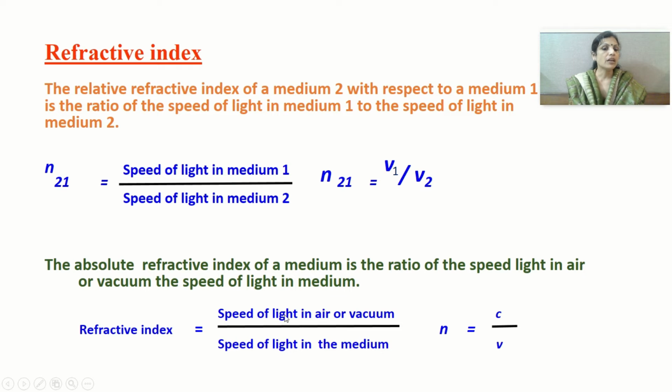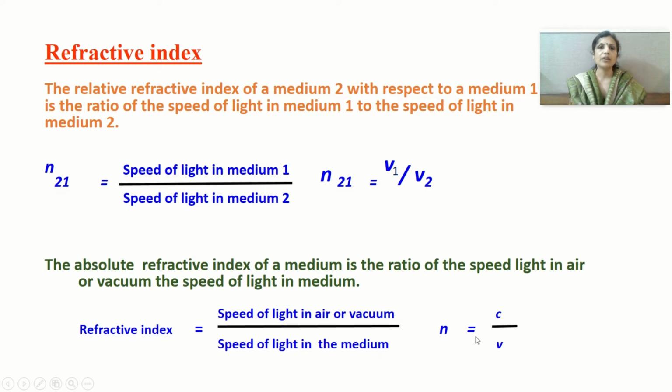Then there is something called absolute refractive index, and the absolute refractive index of a medium is the ratio of speed of light in air or vacuum to the speed of light in the particular medium.